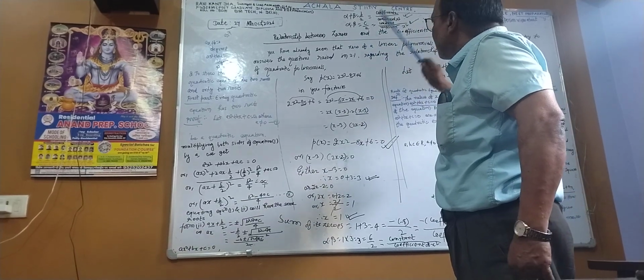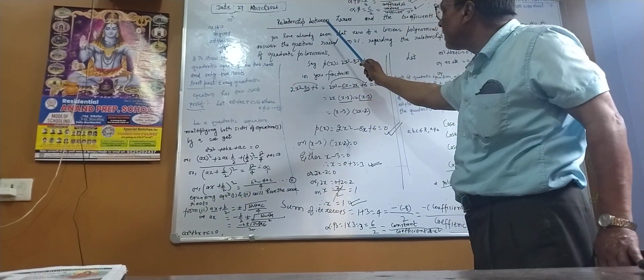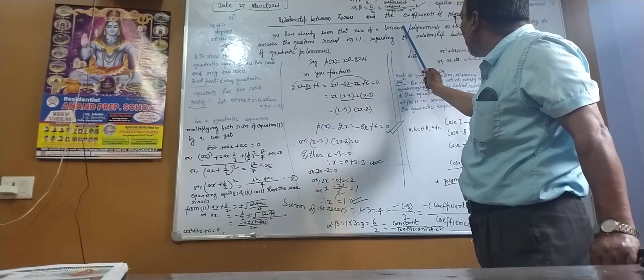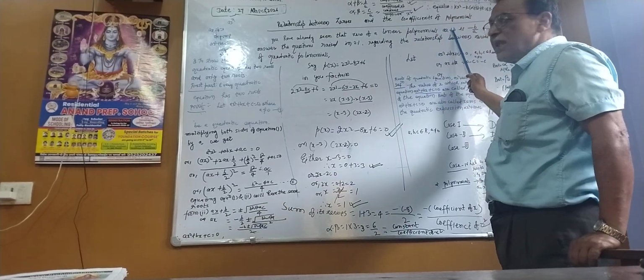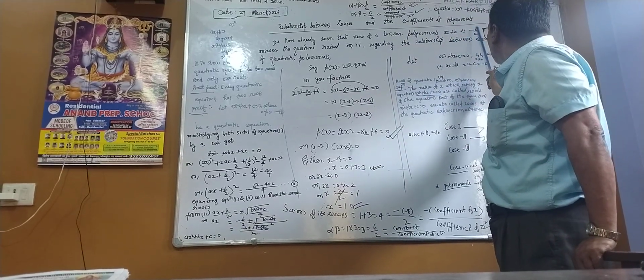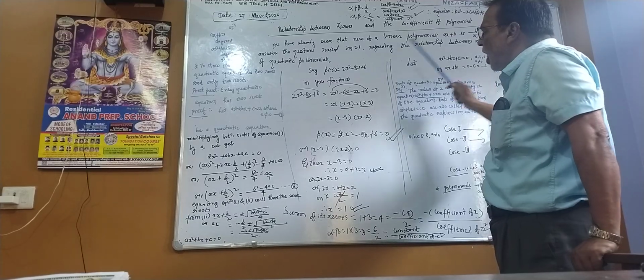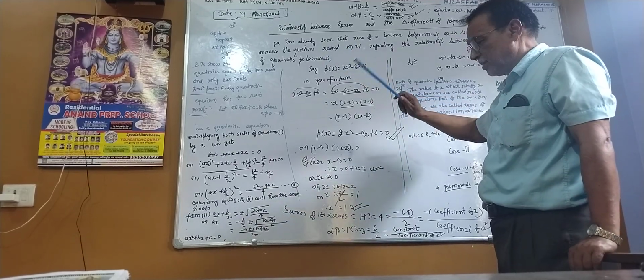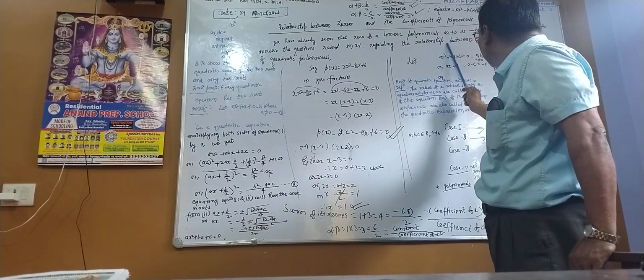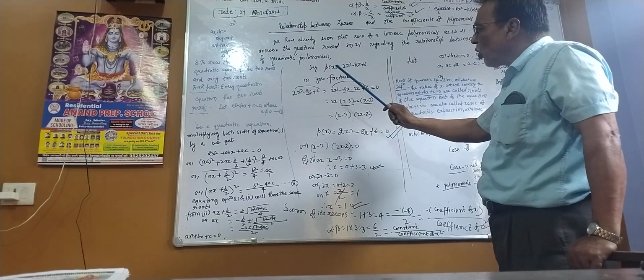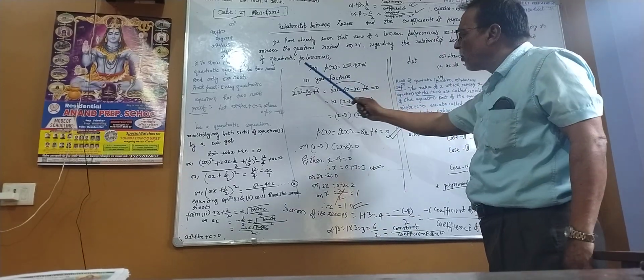Zeroes and the coefficients of polynomials. You have already seen that the zero of a linear polynomial ax plus b is equal to minus b by a. We will now answer the questions raised previously regarding the relationship between zeroes and coefficients of polynomials.